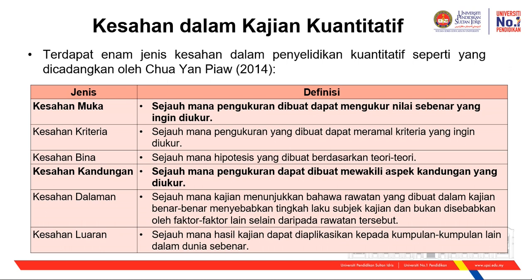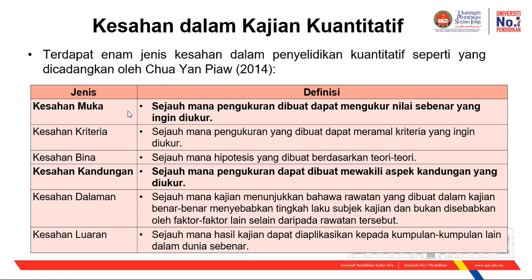So saya tunjukkan apa yang saya guna. No, not necessarily this is the right one. So you can choose any reference literature that you prefer and which fits with your study lah, yang sesuai dengan you punya study. So I just show you here. So ada 6. First, kesahan muka, kesahan kriteria, kesahan bina, kesahan kandungan, kesahan dalaman dan juga kesahan luaran. So each one of it has its own purpose. So for the purpose of development of kit and module or bahan bantu mengajar, most of the time we are focusing on kesahan muka and kesahan kandungan.